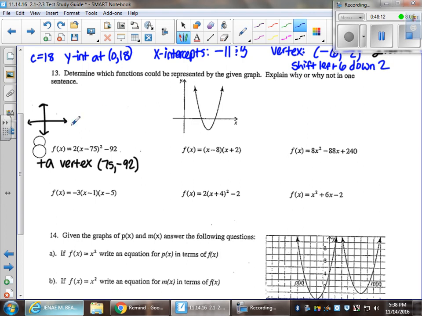negative 75, negative 92 is somewhere down here, and it opens up. That's a bad graph. Let me fix that. There we go. Something like that. So this could be one. That's possible.